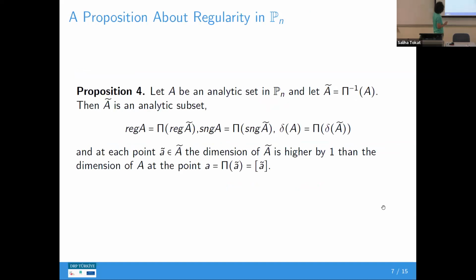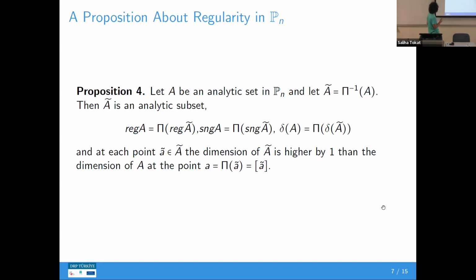Okay. Now we are going to talk about a proposition about regularity in Pn. What is Pn? You know, Pn is complex projective space, and it's defined as you are taking C^(n+1) star. Star means you are removing 0. Then you are considering equivalence classes, and the equivalence relation is being on the same line. And there is of course a canonical projection for that, from C^(n+1) star to the equivalence classes, which we denote by pi.